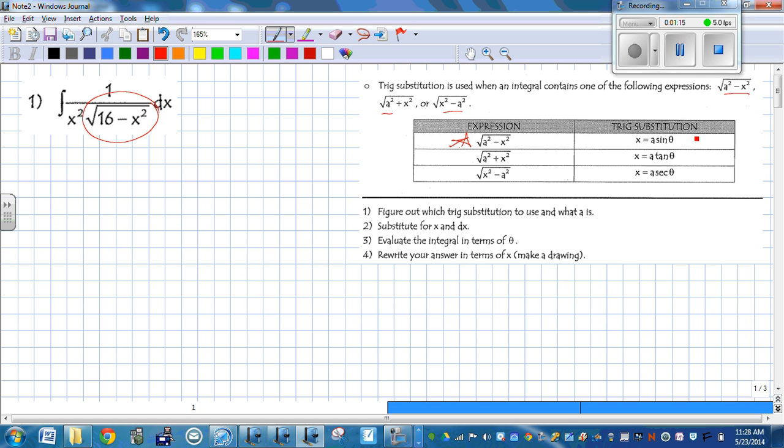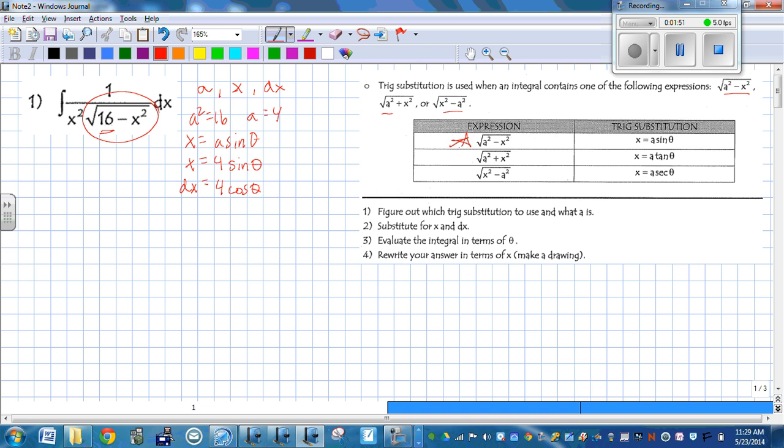But first, what we need to find is a, x, and dx. So for starters, if this is our a squared, then we just take the square root of 16 and a will be 4. So what we take is x equals a sine of theta, which is the new material, and we just plug in 4 for a. So x equals 4 sine of theta. Once we find x, we just go for the dx, which is 4 cosine of theta.